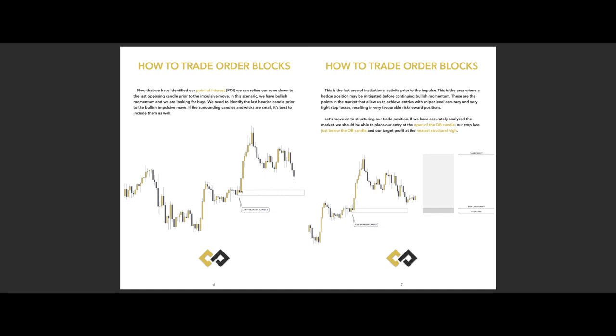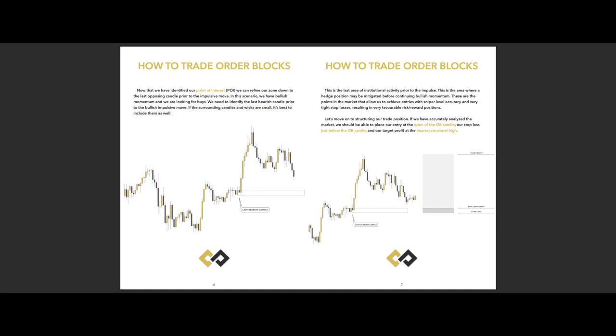So oftentimes I'll go for the open of the candle, which is right there, the top of that bearish body. But then just to be safe, to be protected, I'll drag the rectangle tool down to cover any wicks just surrounding it, because that's where my stop loss would be around, right? So I don't want to get too tight with the stop loss. I want to get as tight an entry as possible, but I want my stop loss to be safe, right? So that's why I said if the surrounding candles and wicks are small, it's best to include them as well.